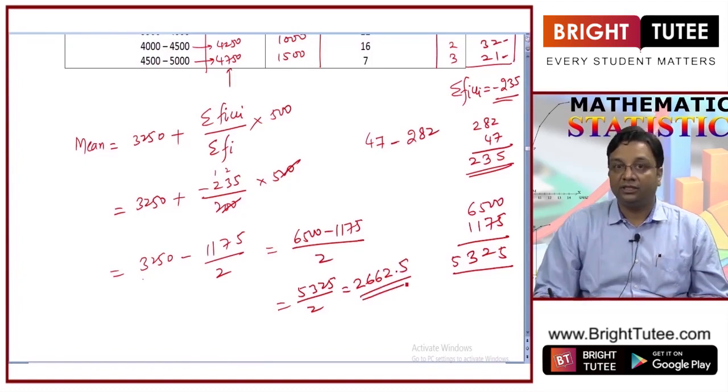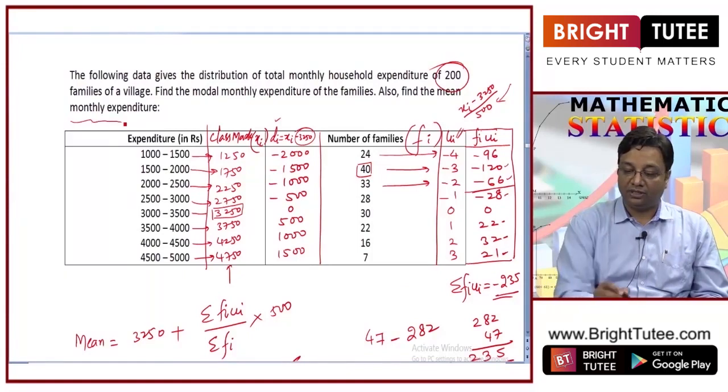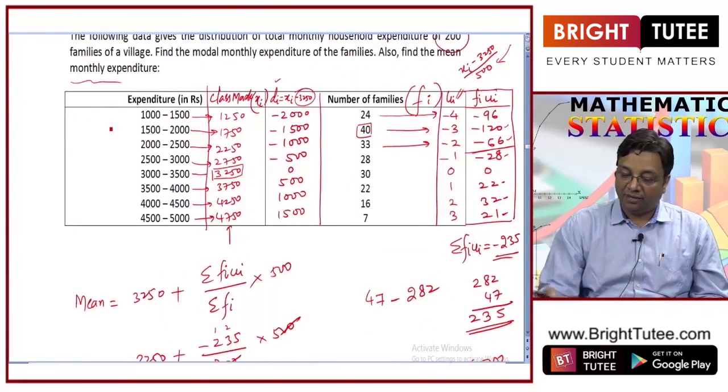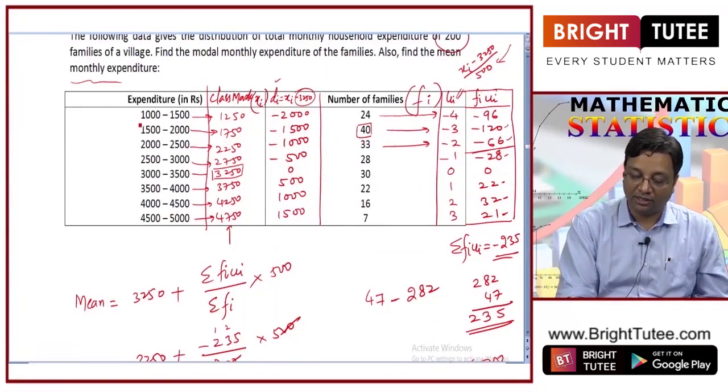So it will be 2662.5. Now let us look at the mode of this data, or modal monthly expenditure. So the class with maximum frequency is this, 40 is the maximum frequency. What is the modal class? This is the modal class.